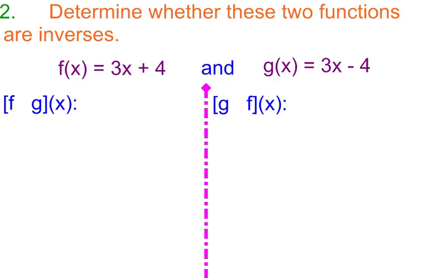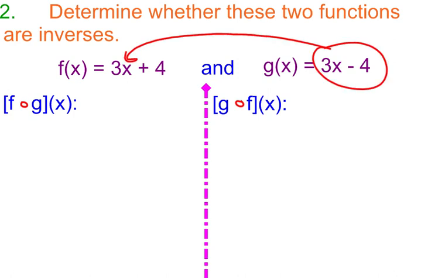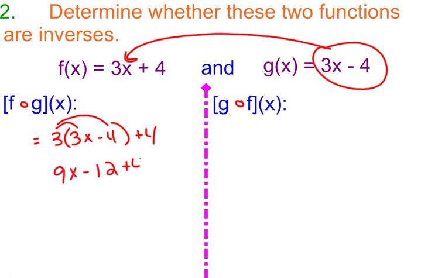So this looks like we're missing a little circle here, huh? So I'm going to put g into f. So I have f of g of x equals 3 times 3x minus 4, and then plus 4. So as I distribute, I would get 9x minus 12 plus 4. So f of g of x equals 9x minus 8.